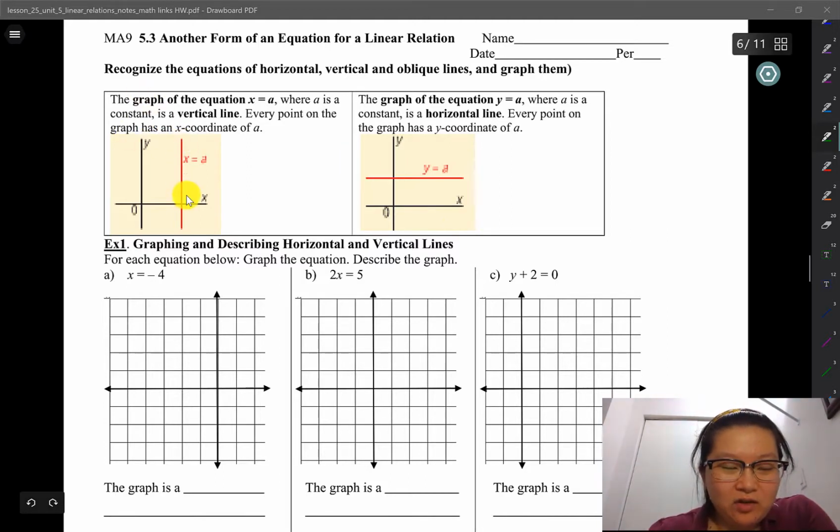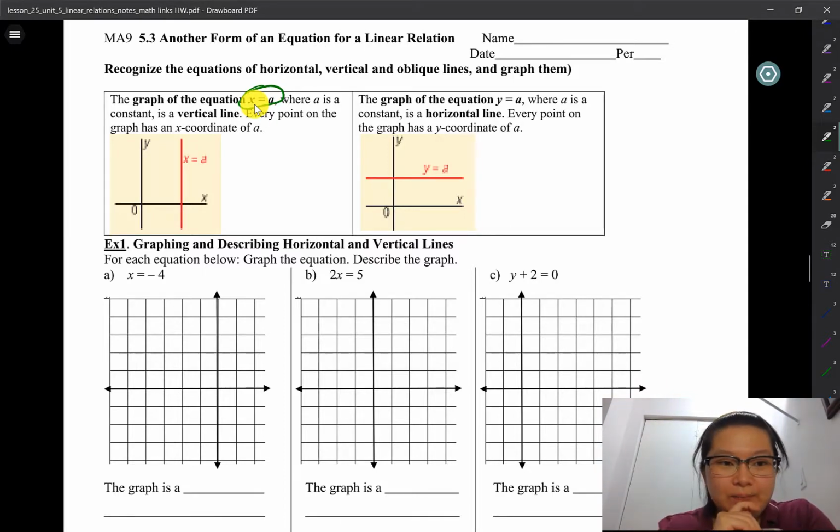So here we have a vertical line. It is represented by an equation. And the equation is x equals a. A is a constant. It is any number.